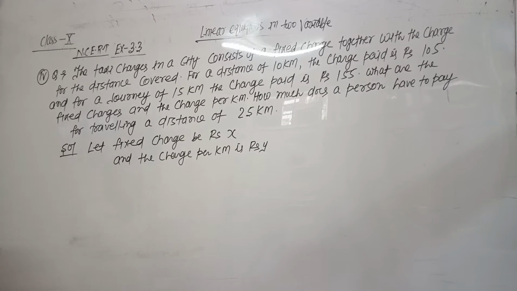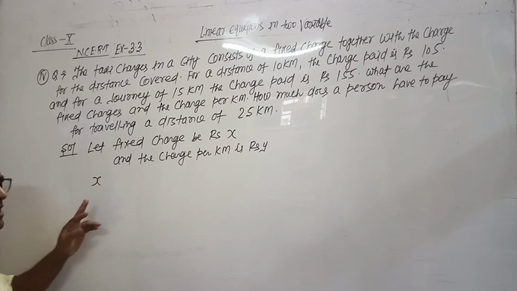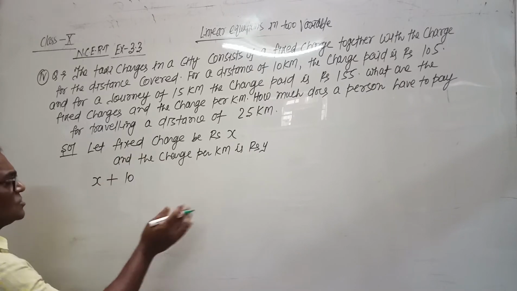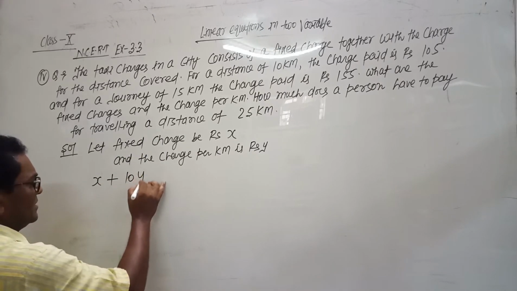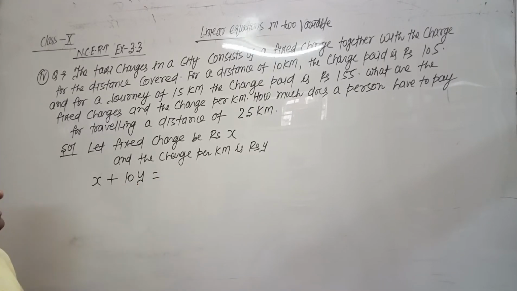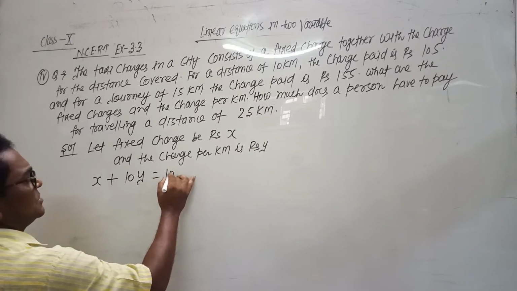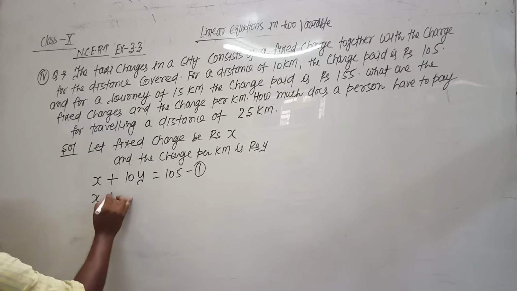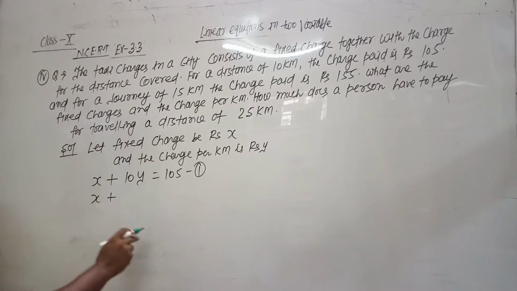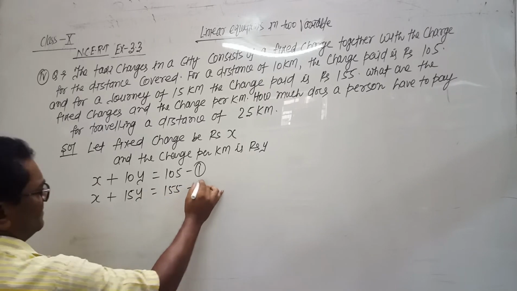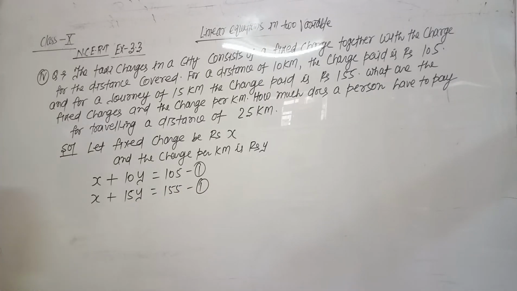So for a distance of 10 km, the charge paid is rupees 105. The fixed charge would remain the same, X, and the distance covered is 10 km. So the cost for covering the distance of 10 km is 10Y. For 1 km, the charge is rupees Y, then for 10 km, the charge becomes 10Y, and this equals 105. That is the first equation. And now for the journey of 15 km, again the fixed charge would remain the same, and for the 15 km journey the charge will be 15Y, and this is 155.